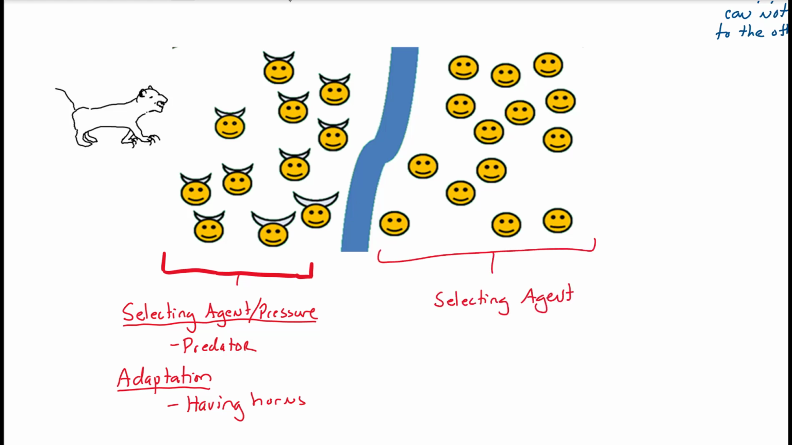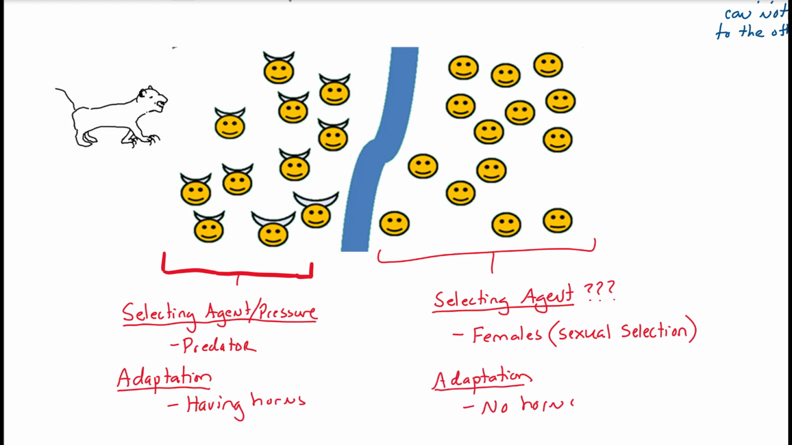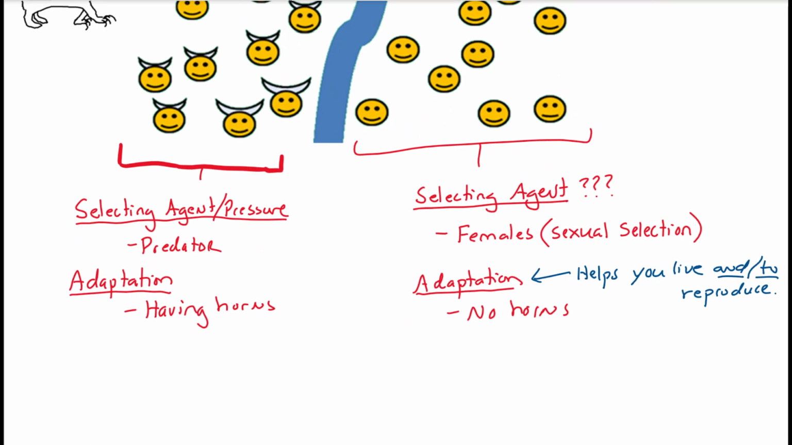On the right, the selecting agent is females. In good times, when there's plenty of food and no predators, females choose. And you can see peacocks have all those colors and birds sing songs to impress the females. So having no horns was attractive to the females, and those bulls passed on their genes.